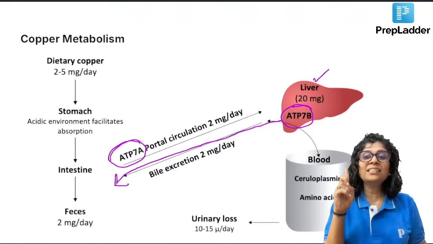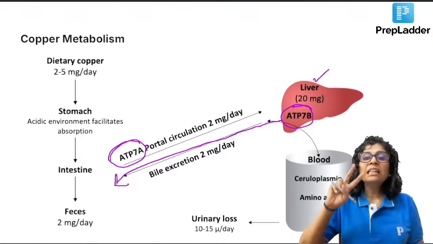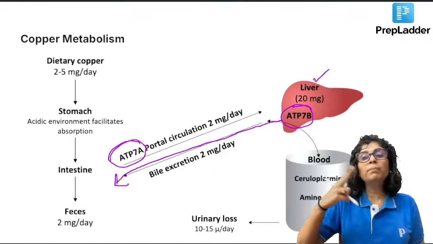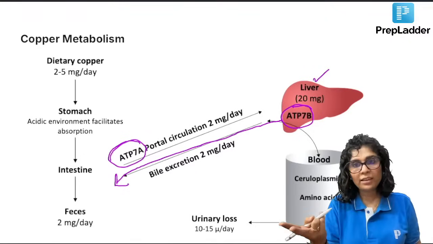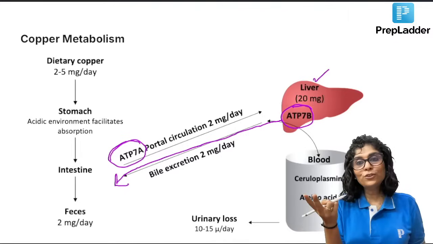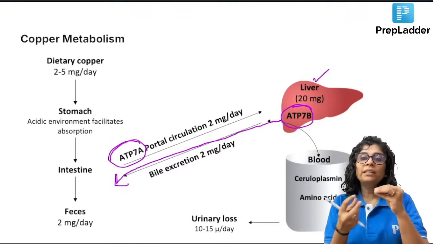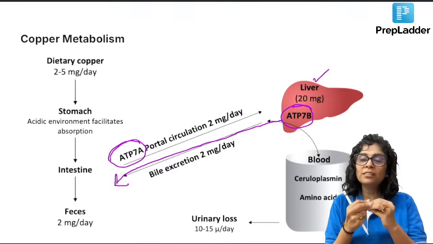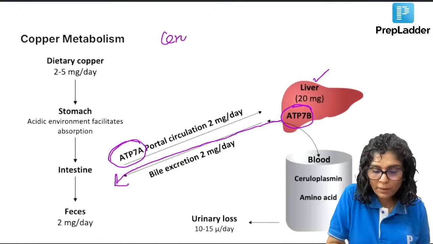One is B, it secretes copper into bile. The other one is it secretes it into the blood. B for bile and blood. What happens once it gets into the blood? In the blood, copper gets into apoceruloplasmin, converting apoceruloplasmin to ceruloplasmin.